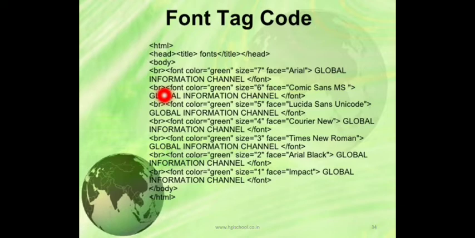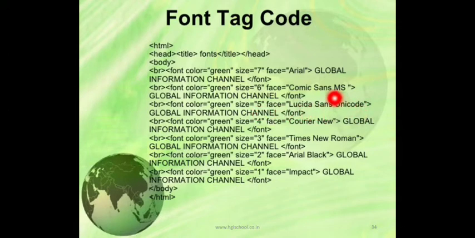Now again a new line, font color green, the same color is there, but you can see the size is 6, so the text will be slightly small in size. The face is Comic Sans MS, so this is a different style, and this text will be displayed in Comic Sans MS. Now again a line break, that means a new line. Then font color green, the same green color text will be there, but the size is 5 this time. Then the face is Lucida Sans Unicode.